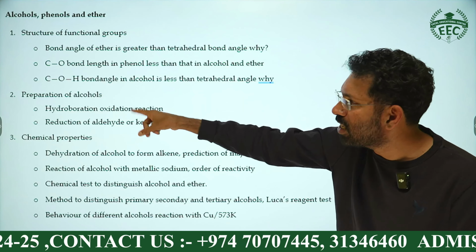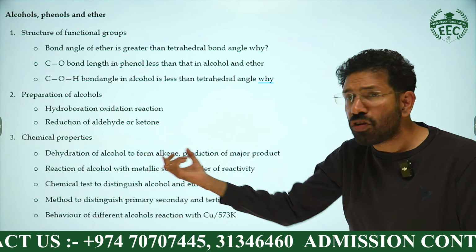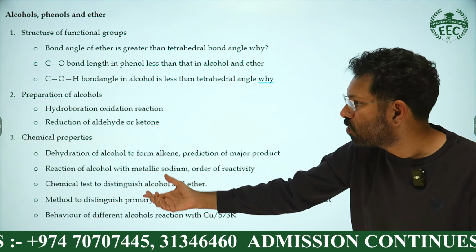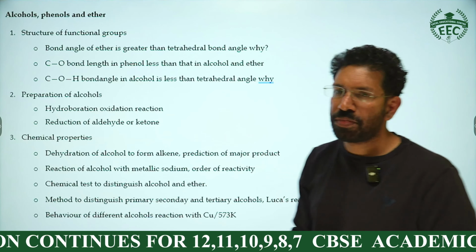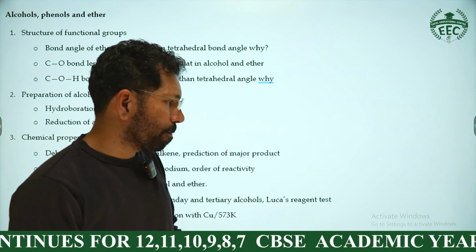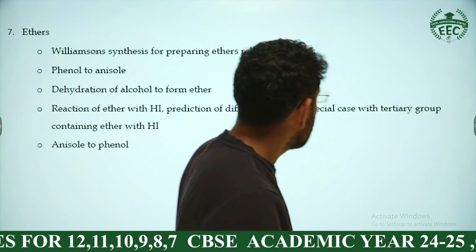Okay, these are the name reactions. These are the prediction of major product. A, B, C, D type question can come. So remember this one: chemical test to distinguish alcohol and ether, method to distinguish primary, secondary, tertiary alcohol. So all organic part we already told in this, just go through it. Any other doubt you can ask? These are the organic chemistry portions. So we already told, just go through this file. Okay, these are the ethers.